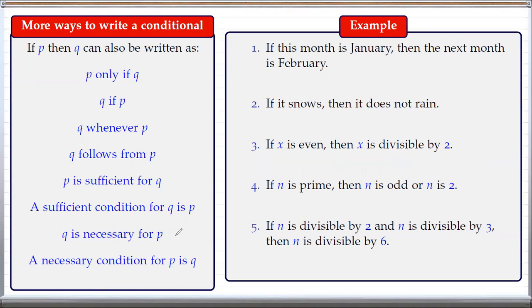Now let's look at another format. We have Q is necessary for P. So let's look at the first statement as example. Our Q is the next month is February. So I can say the next month being February is necessary for P, is necessary for this month being January.